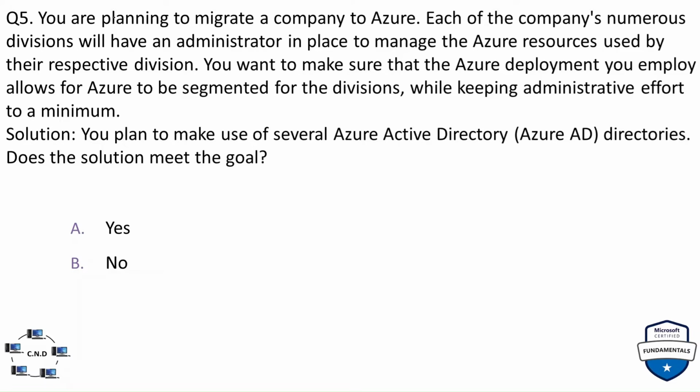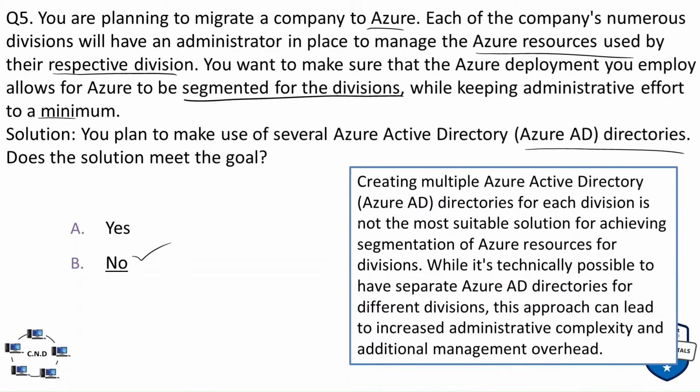Question number five is that you are planning to migrate a company to Azure. Each of the company's numerous divisions will have an administrator in place to manage the Azure resources used by their respective division. You want to make sure that the Azure deployment you employ allows for Azure to be segmented for divisions while keeping administrative effort to a minimum. The solution is you plan to make use of several Azure Active Directories, several Azure ADs. Does the solution meet the goal? The options are again yes and no, and the correct option is no.